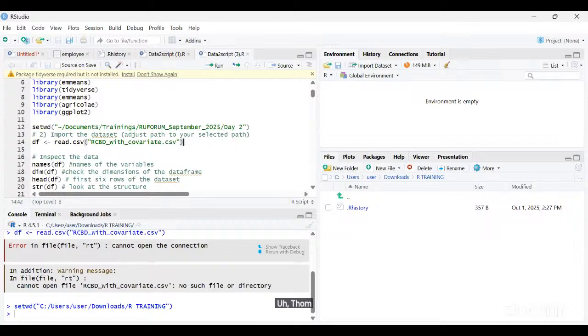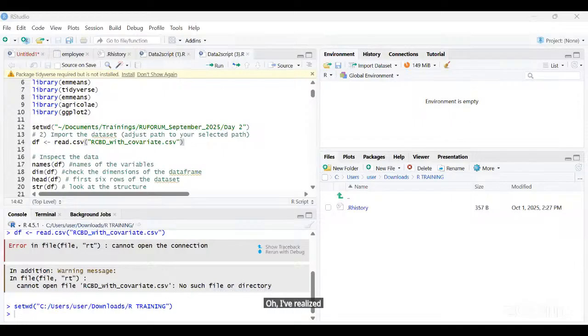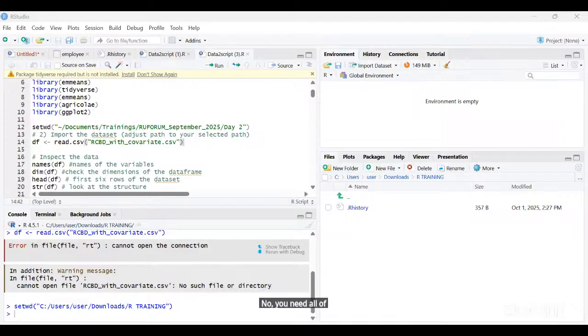Thomas, let him download the materials from the Google Drive and then put everything within the R training folder. That's when he will be able to have the commands run. Yeah. Oh, I've realized where I messed up. I only downloaded the one item, not all of them. No, you need all of them.